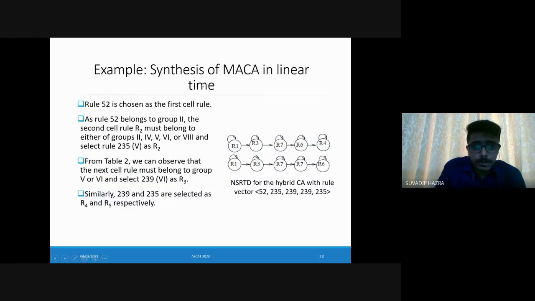So this is an example of the previous algorithm. Suppose 52 is chosen for the first cell rule, as 52 belongs to group 2. So for the second cell, the rule must be selected from either group 2, 4, 5, 6 or 7. From any of these groups, we can select any rule.